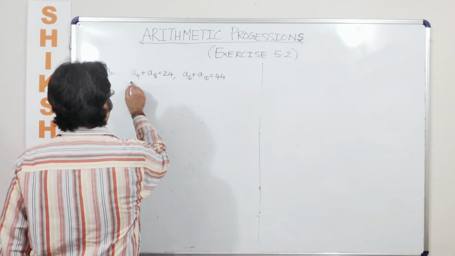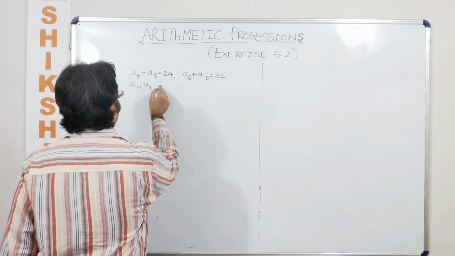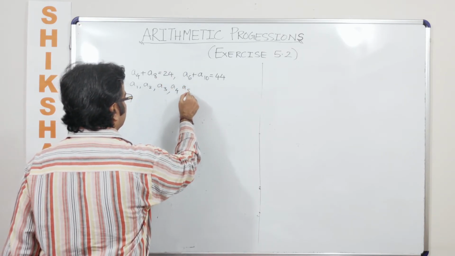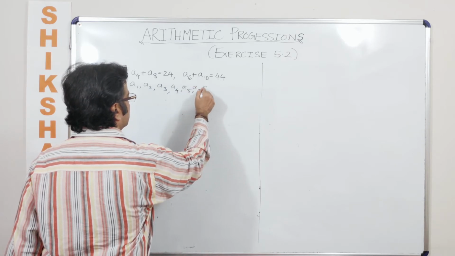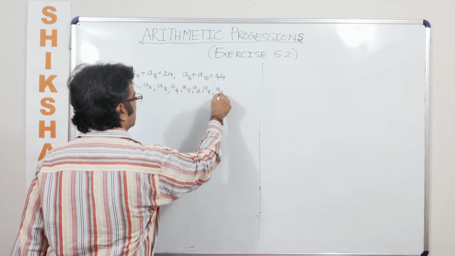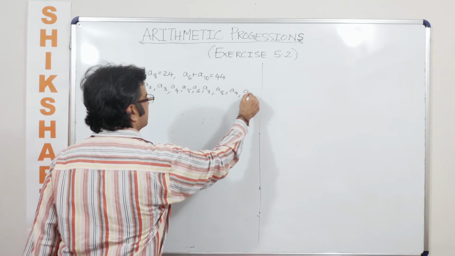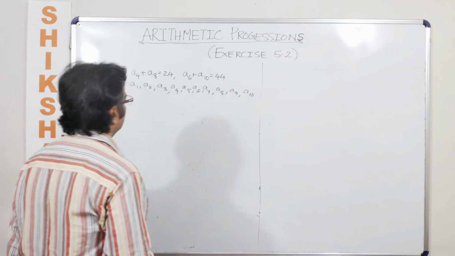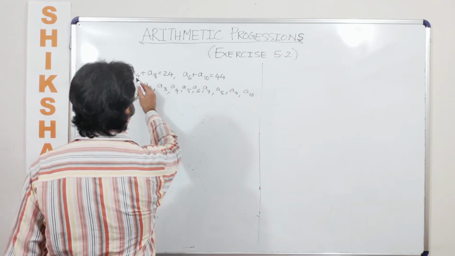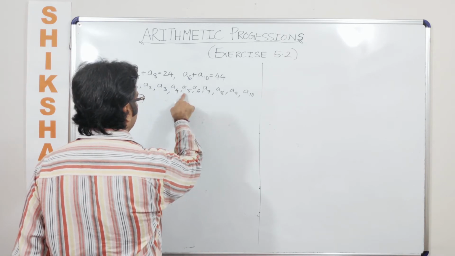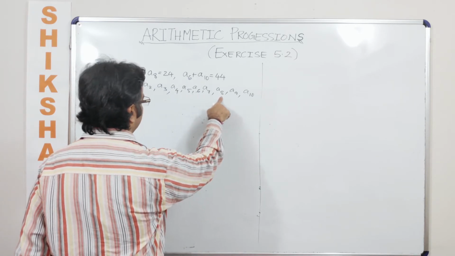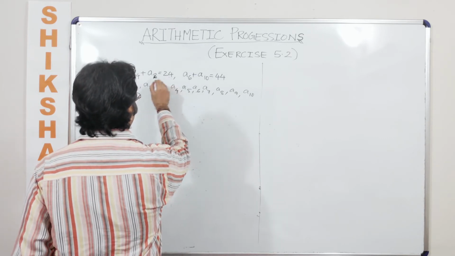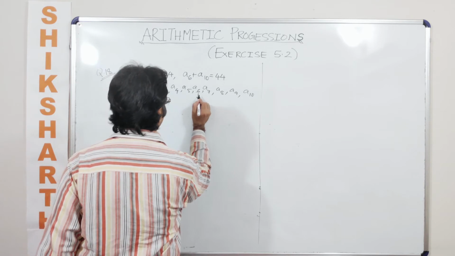So you are supposed to find a1, a2, a3. Let me write down the entire series here. Now when we are saying a4 plus a8, we are referring to 1, 2, 3, 4, 5 of them. When we are referring to 5 of them and we divide the sum by 2, I'll get the 6th term, which is 12.